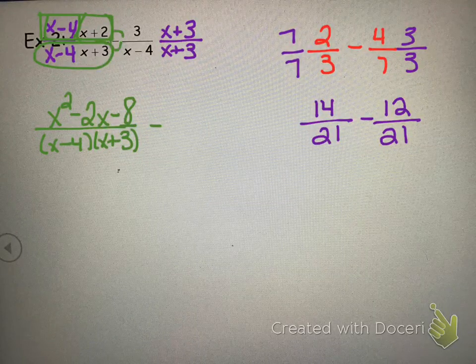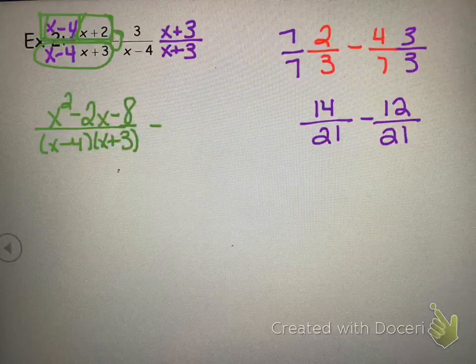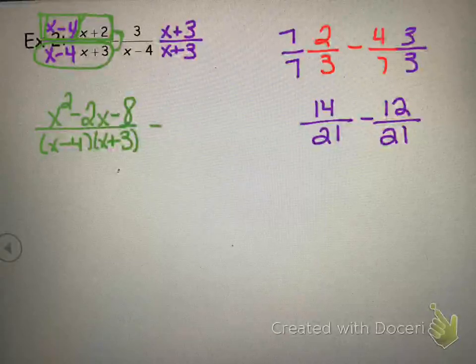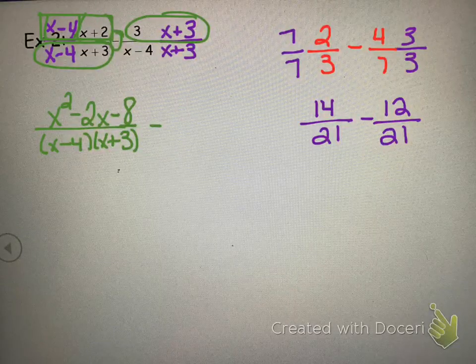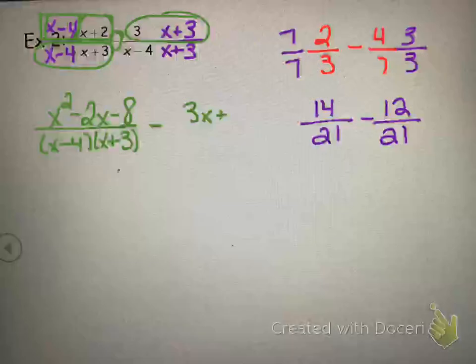And then there's our minus sign, because we haven't begun to combine these fractions yet. And then when I multiply these together, I don't have to FOIL, I just need to distribute. And so what that would be is 3x plus 9.